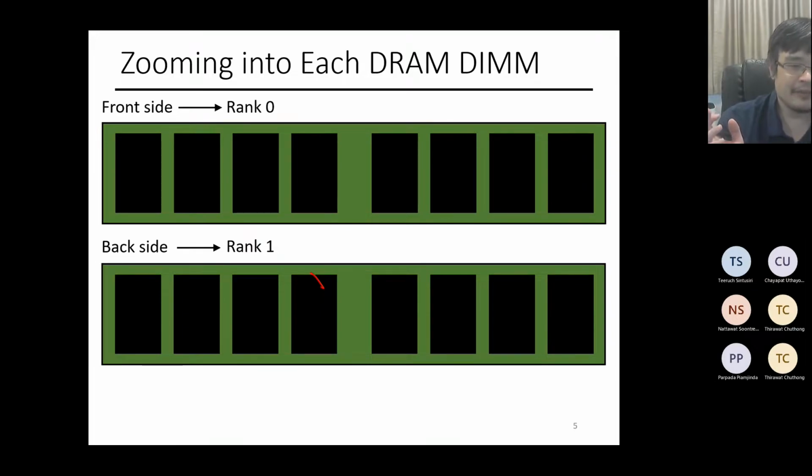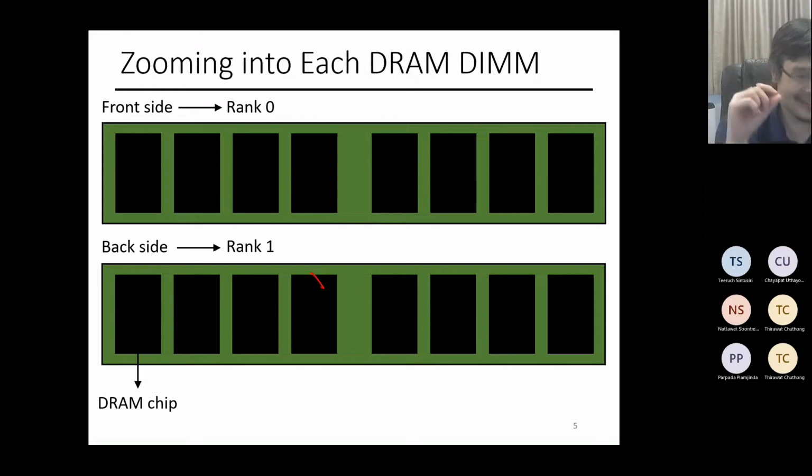Both of them are from different ranks. The front side is rank 0. The back side is rank 1. There are two different sets of chips on the front and on the back. Then they operate in tandem to make sure the data gets sent to you. So you can access the data from the front side and the back side, right? Through the way the controller handles the signal sending to these chips in DRAM.